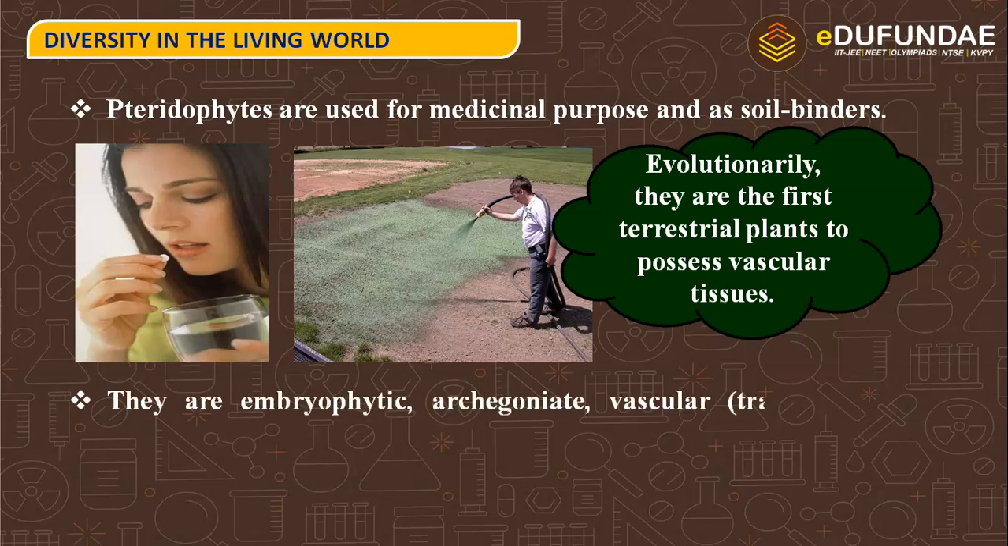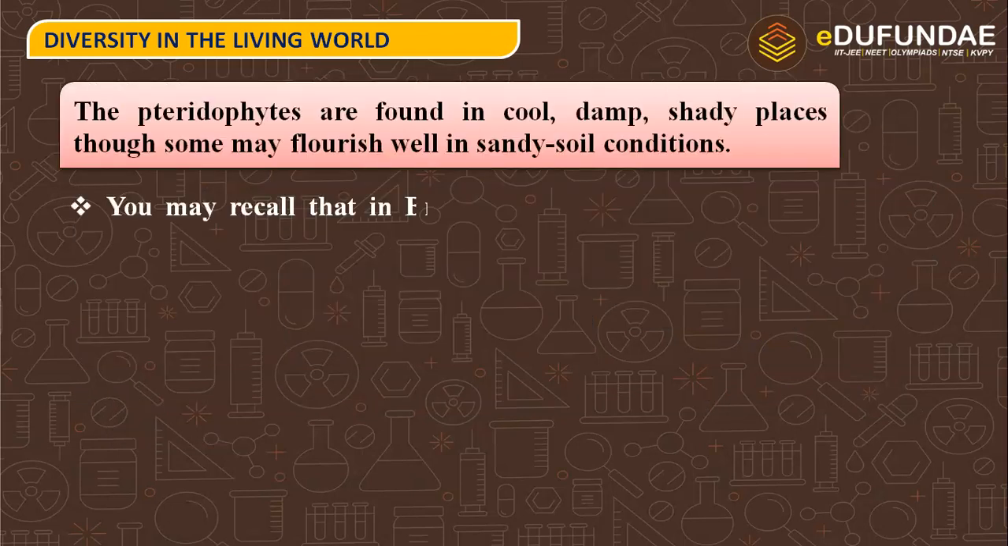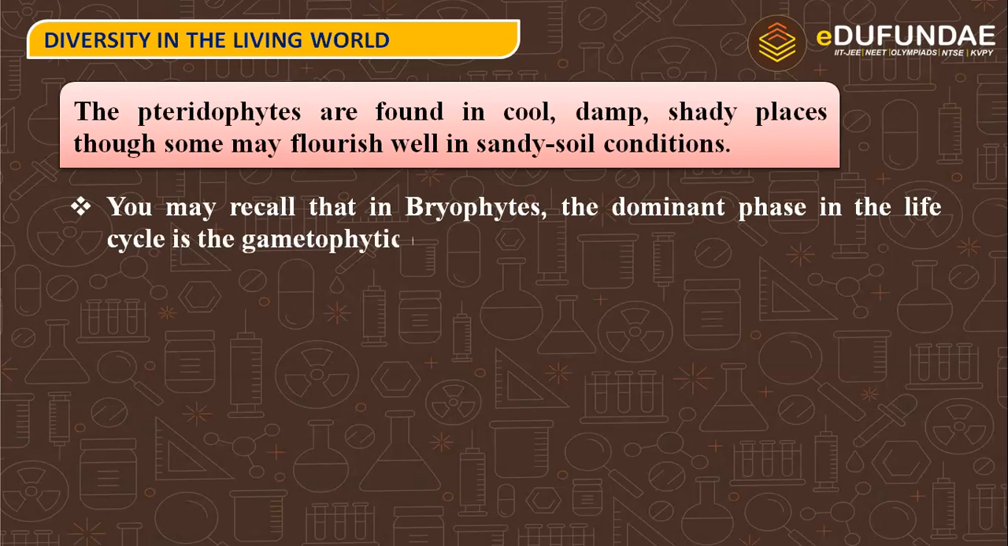They are embryophytic, archegoniate, vascular, that means tracheophytic. And what were our Bryophytes? Atracheophytic. But these are the tracheophytic organisms, that is the tracheophytic cryptogams. Further we see the Pteridophytes are found in cool, damp, shady places, though some may flourish well in sandy soil conditions.